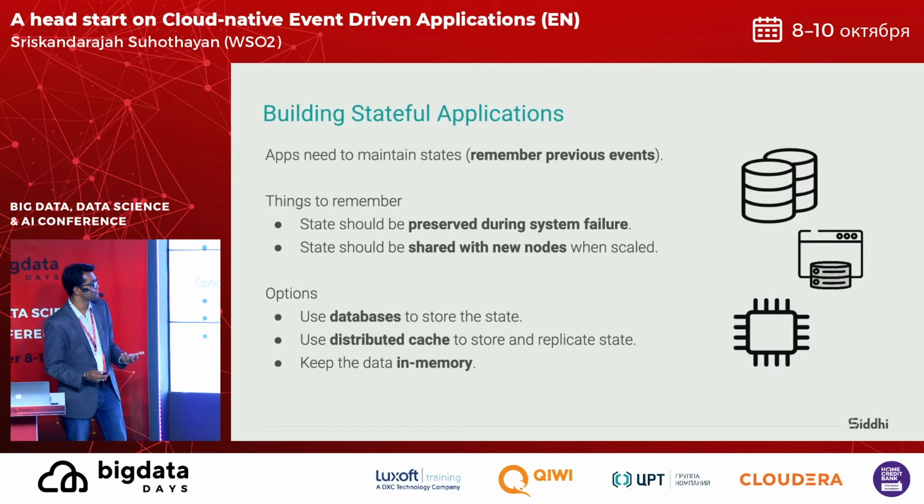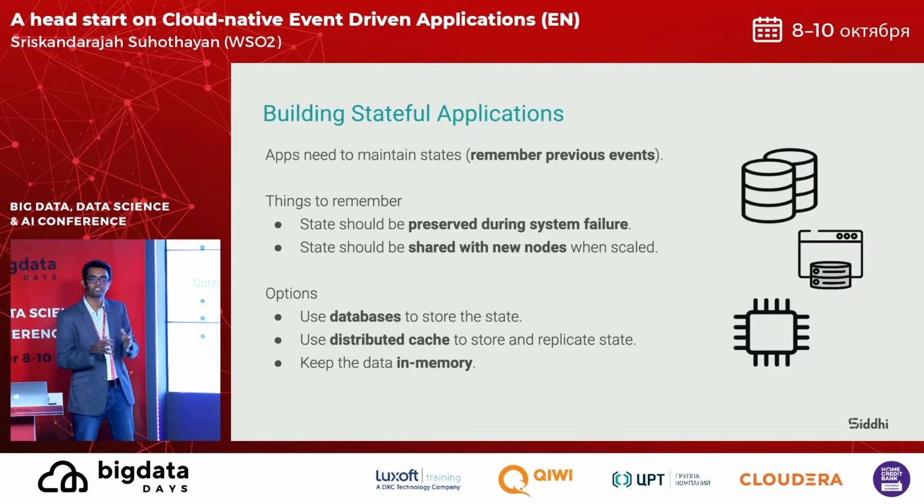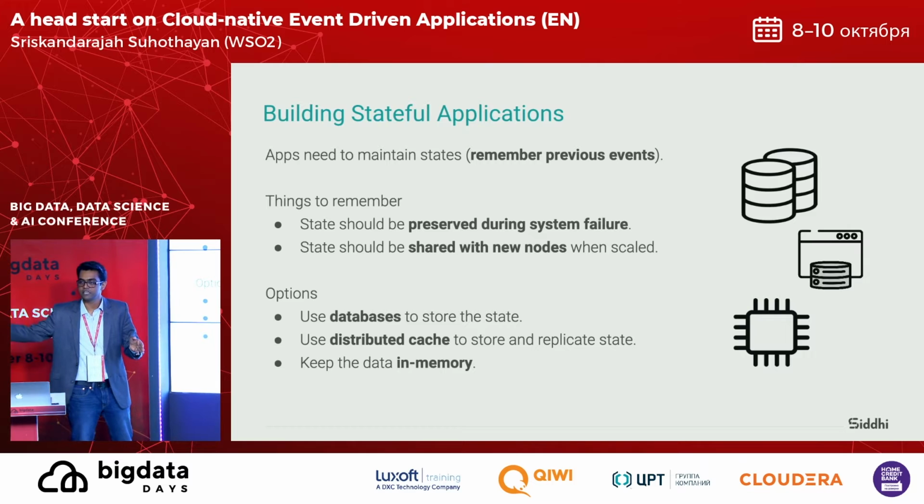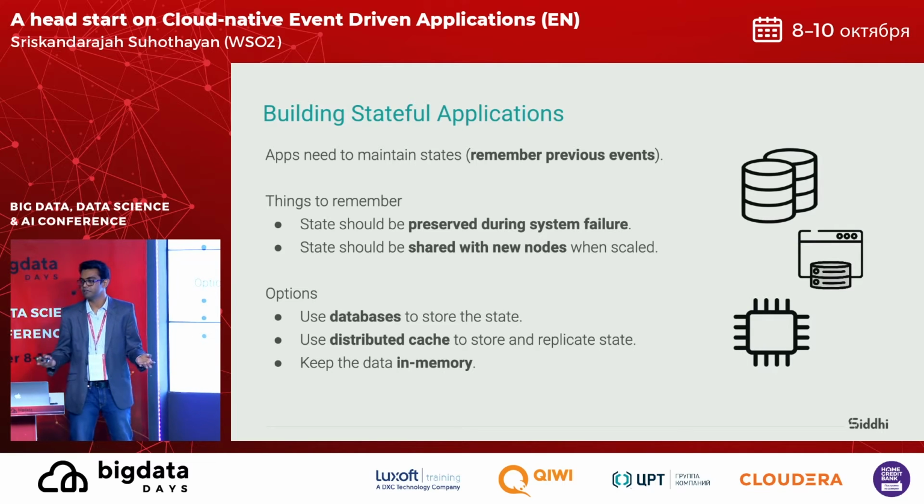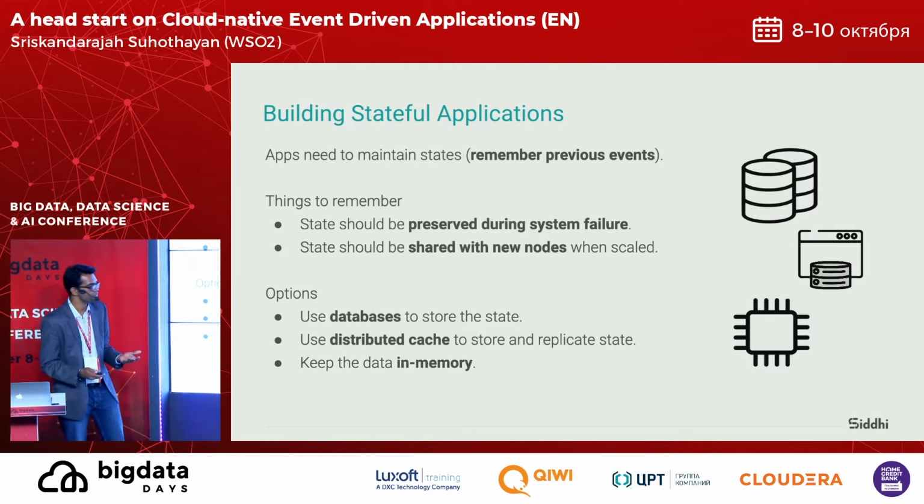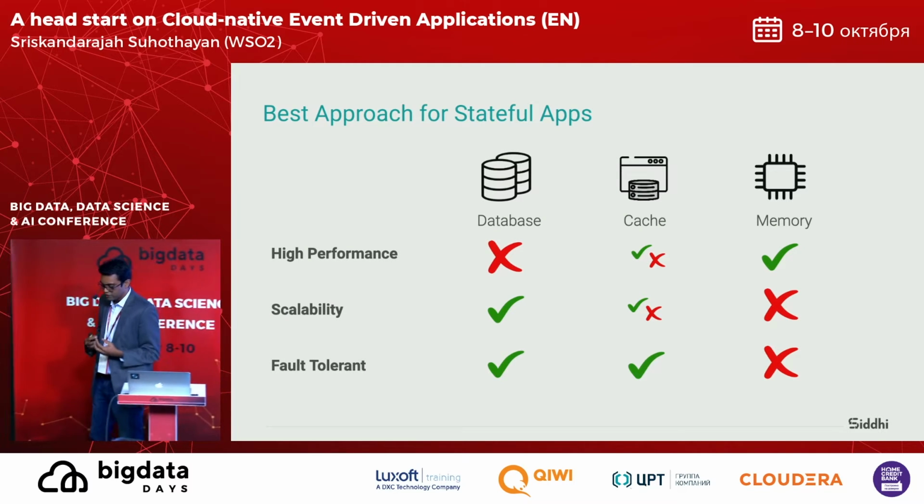So the current solutions that we have: the main things you have to focus on is, if the system goes down and comes back, your state should be preserved. If you are scaling in some way, the state also should be shared, right? So somehow you have to share that. The traditional options are databases, a distributed cache, or in-memory. These are some options that we have, and different combinations of these work for different use cases.